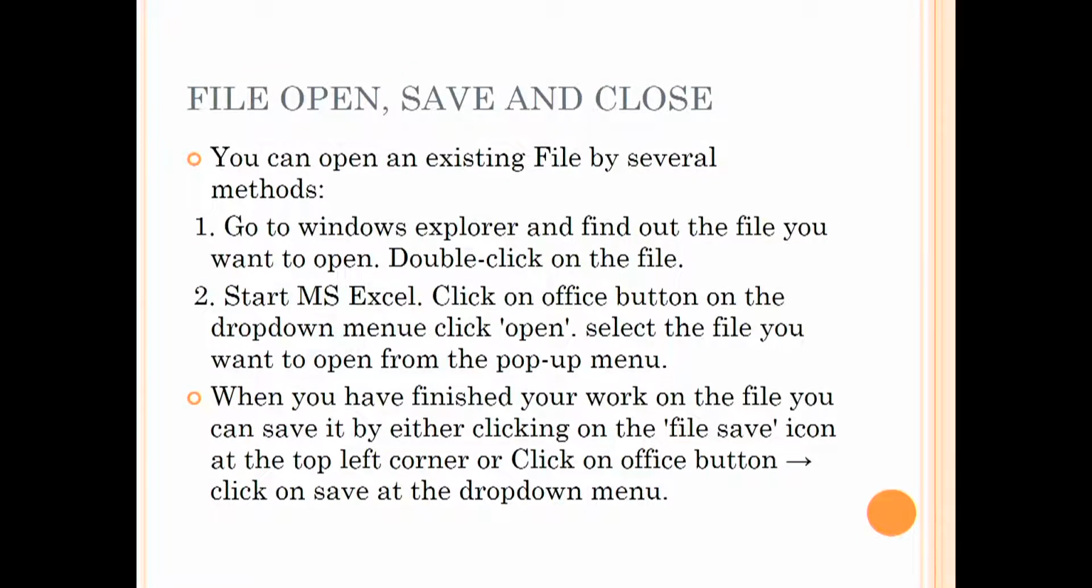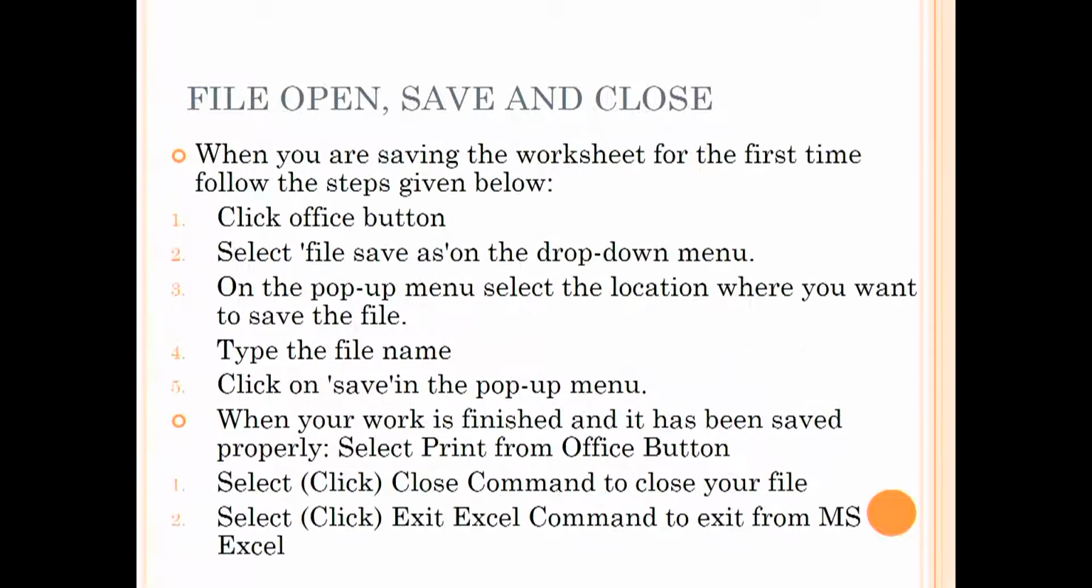Now, how do we file open, save and close? You can open an existing file by several methods. Go to Windows Explorer and find out the file you want to open. You can double click on the file. Or start MS Excel, click on Office button, on the drop down menu click open, select the file you want to open from the pop-up menu. When you have finished your work on the file, you can save it by either clicking on the file save icon at the top left corner or click on the Office button. Click on the save at the drop down menu.